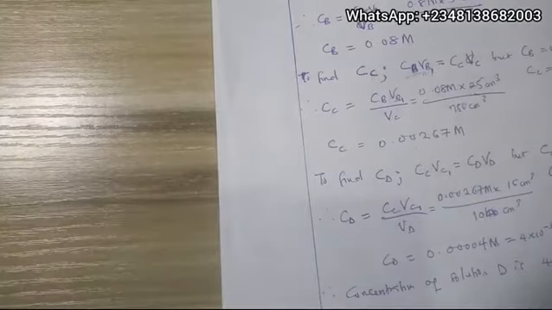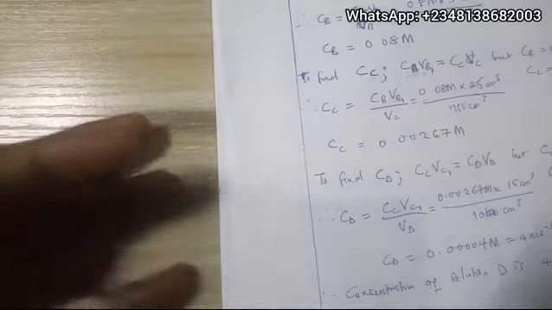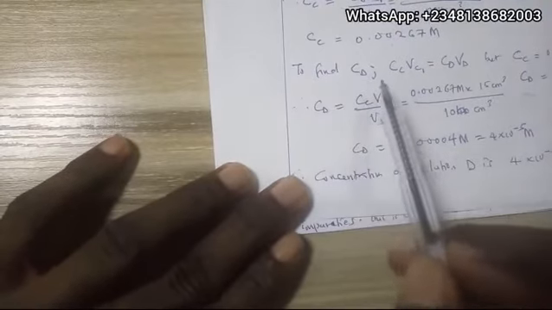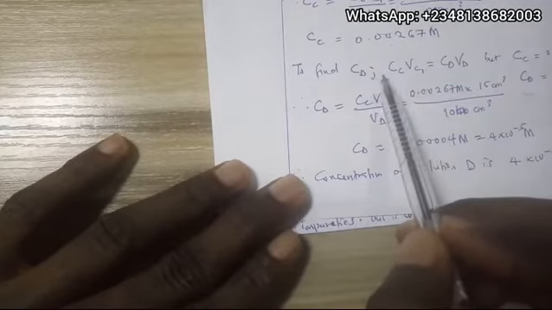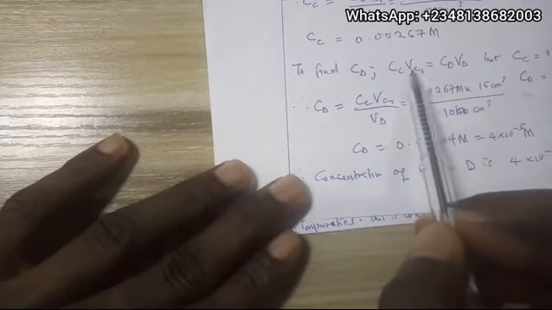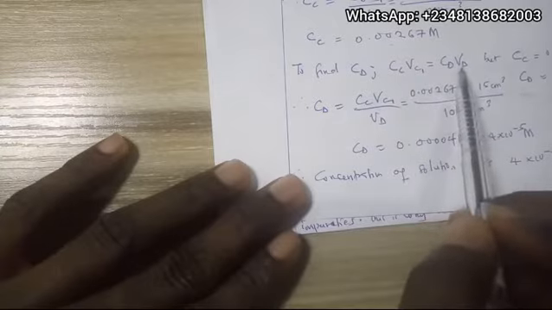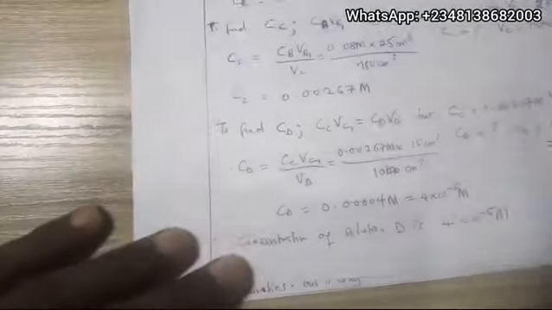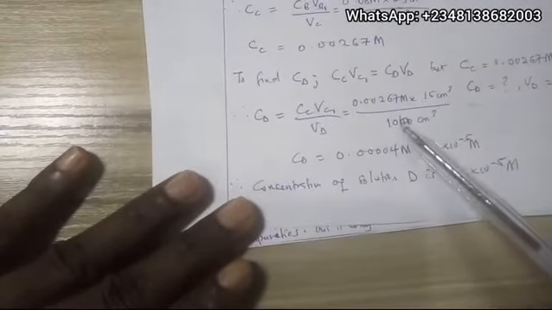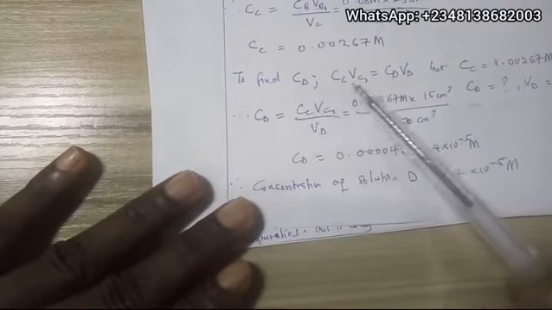Now, let's go to the last dilution, which will yield solution D. To find the concentration of solution D, the last solution, what do we now do? Since we have determined that of solution C, and the volume of solution D, we know it. We already know the volume of D, the volume we diluted it to, which is 1 liter, that is 1000 cm cube. Since we know it, we can find the concentration of solution D, which is CD, using this formula.